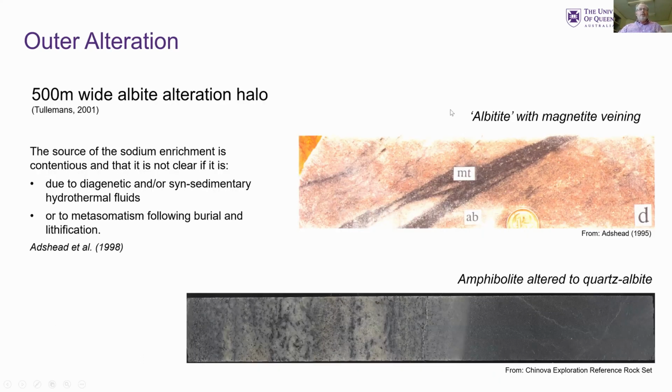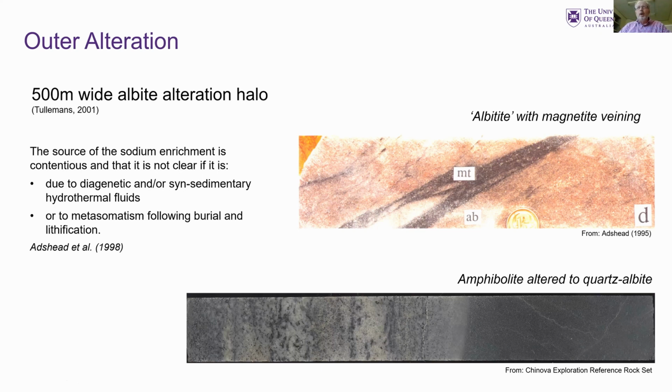So in terms of the outer halo, really it's dominated by albite, and Tulliman's in 2001 documents what he calls a 500-metre wide albite alteration halo. And there's a couple of examples you can see here. The bottom one is where you have an amphibolite that's been altered with albite and quartz. You can see it's taking on that pale colour on the left side of the stick of core. And the photo above it is what's termed the albitite with the magnetite vein through it.